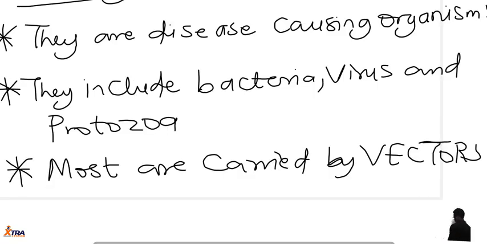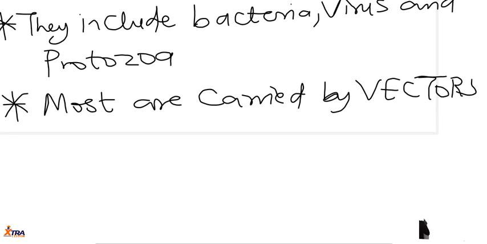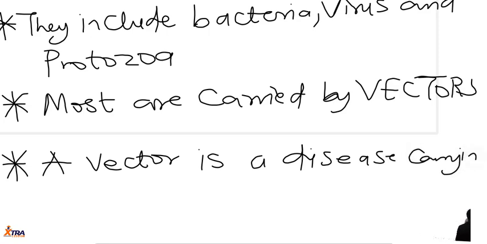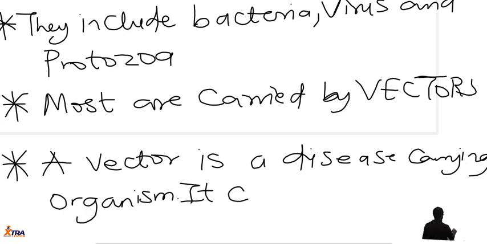So what do we say a vector is? A vector is an organism that carries the pathogen, or the disease. You can say it's a disease carrying organism. So we say a pathogen is a disease causing organism, while the vector is a disease carrying organism. It carries the pathogen. So it picks it up, transports it.